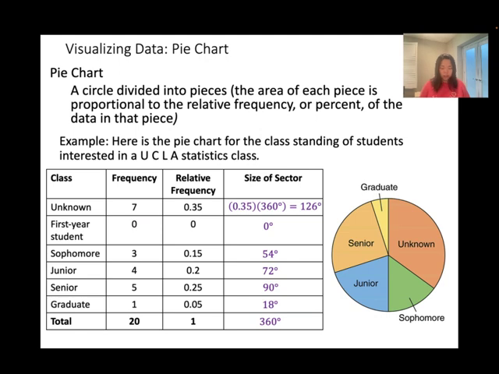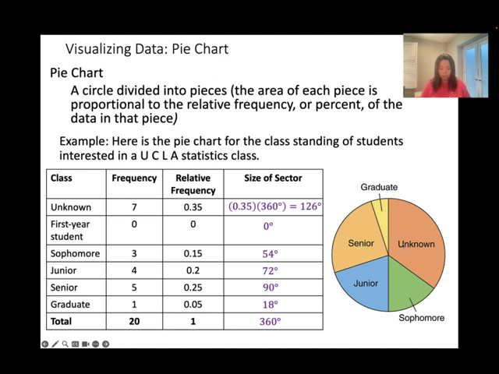The advantage of using the pie chart is you could summarize a large data set in a visual form. When I look at it, I could easily compare two or three or more of the data, right? The disadvantage is that drawing by hand is really hard, because you need the protractor, you need to calculate the size of the sector for each of them, and then use the protractor to find the degree.